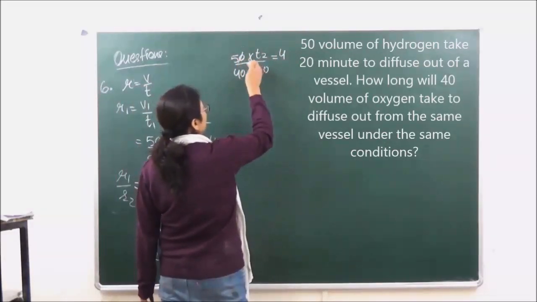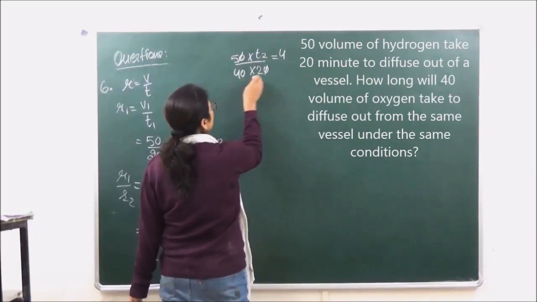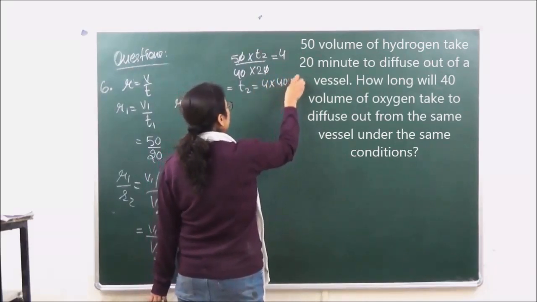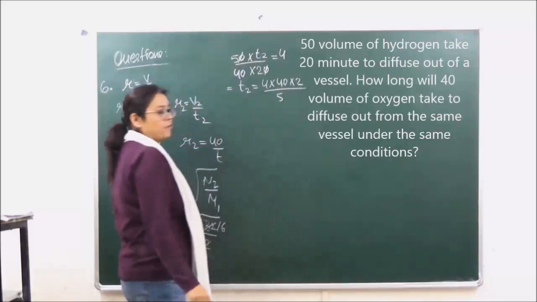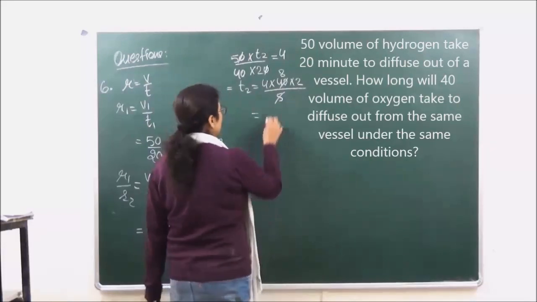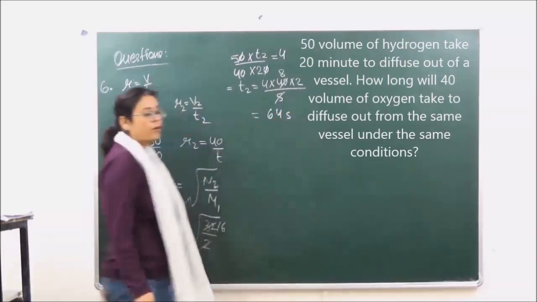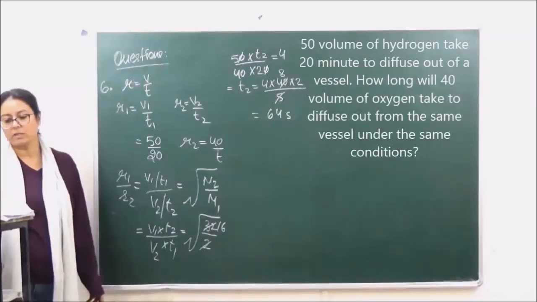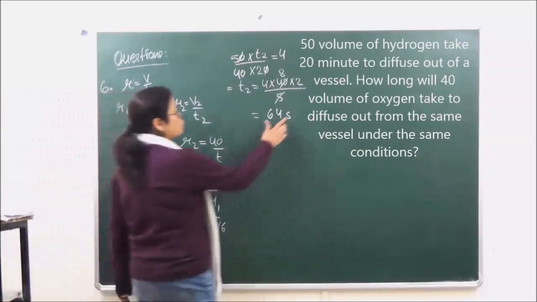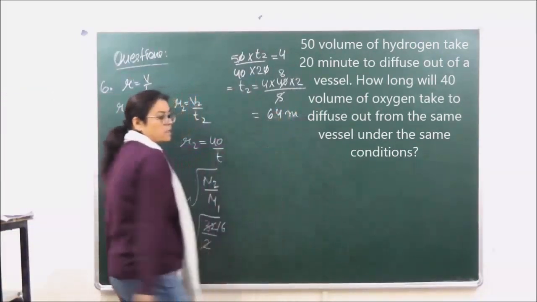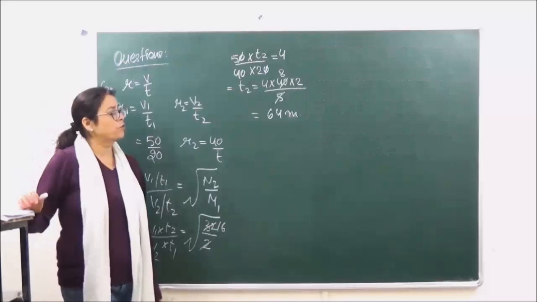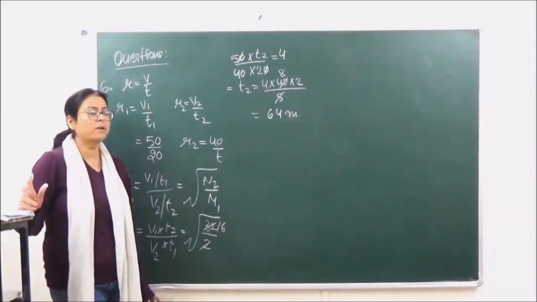Now you can calculate this. What will we have? T2 is equal to 4 into 40 into 2 upon 5, right? 8 2s are 16, 16 4s are 64 seconds. This is going to be the answer. Minutes is given to you? Yes, 20 minutes is given, so this is also going to be in minutes. Graham's law of diffusion is quite important when we're talking of competitions, because we generally get one question from this.